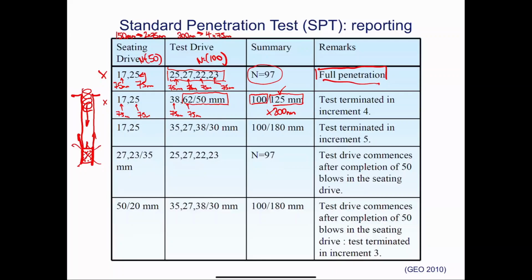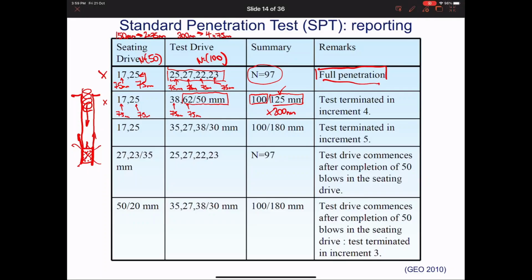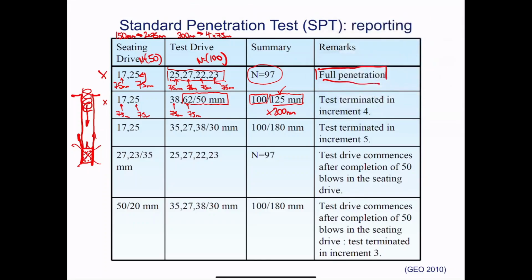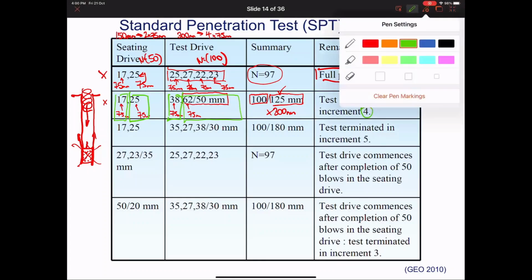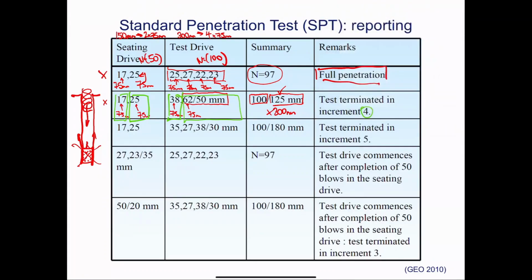And the last remark says test terminated in increment four. Well, this increment can be a bit subjective, but in their case here, as you'll see in the last example, it's a little inconsistent. What they consider as an increment is maybe this is 1, this is another 1, 2, 3, 4. So they say the test terminated in increment number 4. So that's the remark.